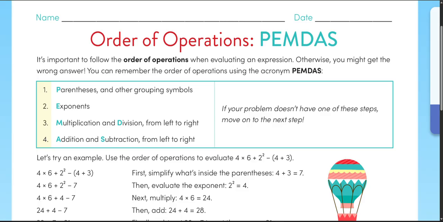To solve equations with multiple operations, it is important to know what order you solve them in. And that is as follows: parentheses and other grouping symbols first, then exponents, then you solve multiplication and division from left to right, and then you solve addition and subtraction from left to right. If the problem doesn't have one of these steps, move on to the next step. Meaning, if it has parentheses but it doesn't have exponents and multiplication, you just go straight to addition and subtraction, or in any other way that could appear in the situation given.